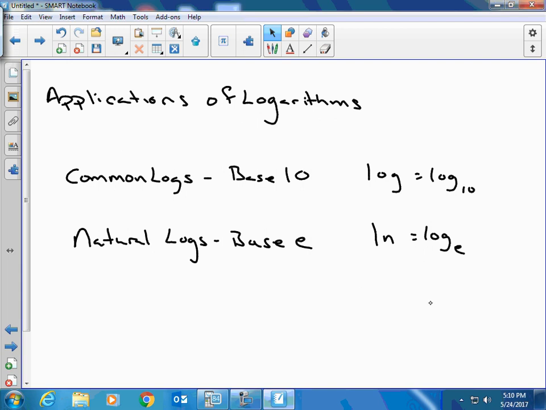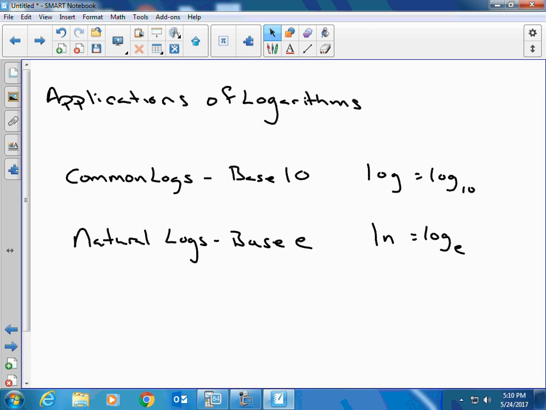Okay, plan for this recording. We're going to talk through application of logarithms, and in particular two ways of typing it into our calculator, how to type in a common log and a natural log.